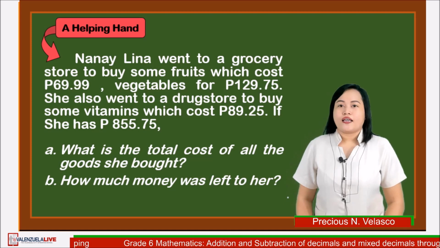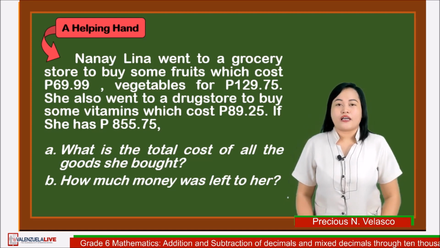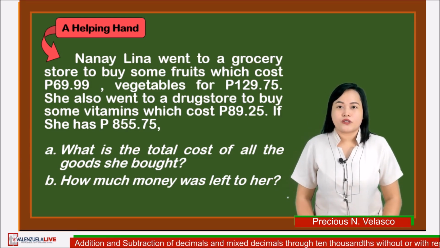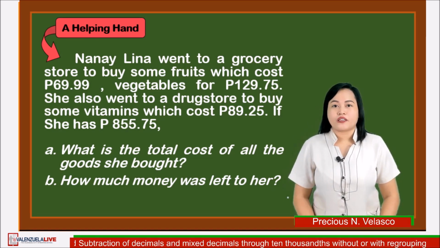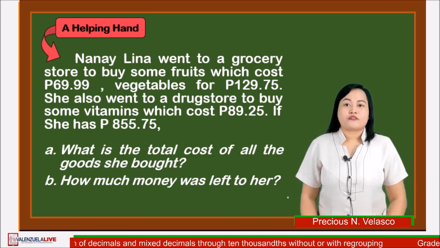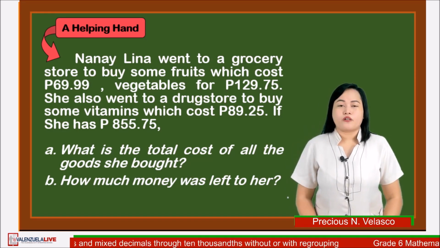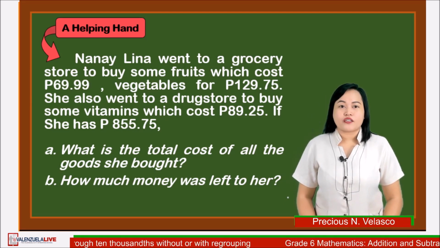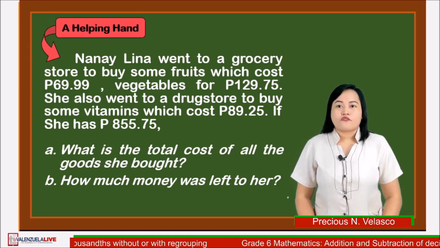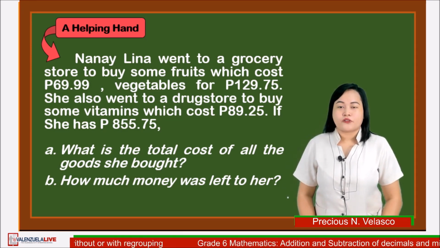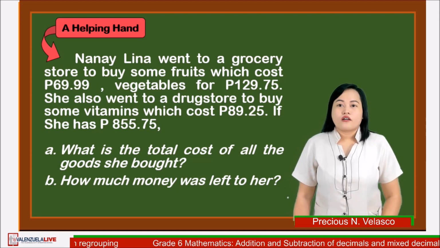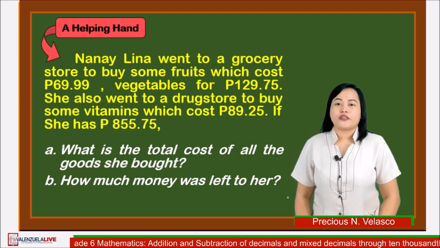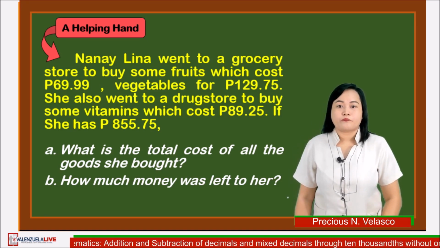So, Nanay Dina went to a grocery store to buy some fruits which cost 69 pesos and 99 centavos, vegetables for 129 pesos and 75 centavos. She also went to a drugstore to buy some vitamins which cost 89 pesos and 25 centavos. If she has 855 pesos and 75 centavos, A, what is the total cost of the goods she bought? And letter B, how much money was left to her?